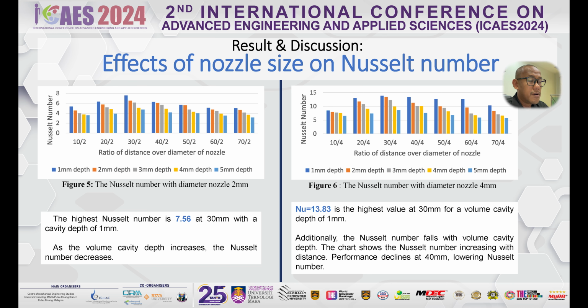For the nozzle diameter of 2 mm, we obtain a Nusselt number of 7.56, which was obtained at 30 mm with a cavity depth of 1 mm. And for the nozzle with the 4 mm size, the Nusselt number is much higher, which is 13.83, also obtained at the 30 mm distance and a volume cavity depth of 1 mm.